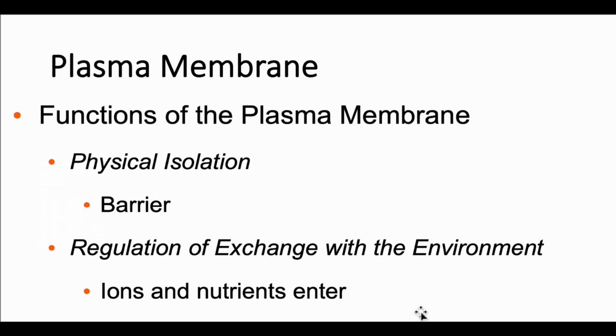When is something able to come in? When is something able to leave? How much of something is able to come in? How much of it leaves? All of this regulation is done by the plasma membrane. So that includes ions as well as nutrient entry into and out of the cell.